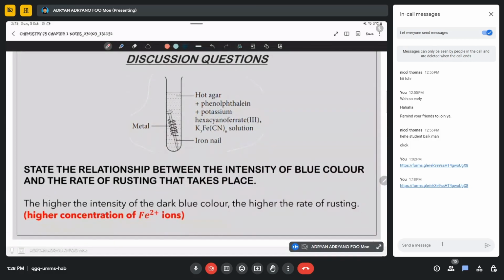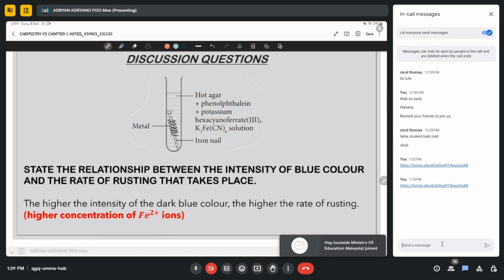State the relationship between intensity of blue color and the rate of rusting. So we know that blue color is from the potassium hexacyanoferrate(III). 它是拿来 test 什么 Fe2+。所以如果 Fe2+ 越高的话，我的蓝色就会越深哦。那么当我的 Fe2+ 越高的话，代表什么？我生锈的那个几率越高。So here I can make the relationship: the higher the intensity of dark blue color, the higher the rate of rusting. 就是这样罢了。Can you see that? Nampak senang kan? This is what SPM will ask.